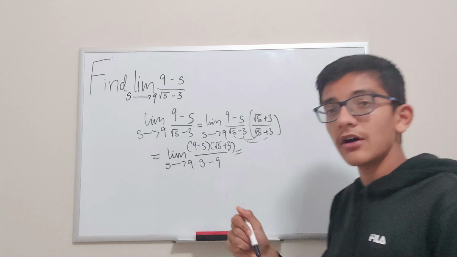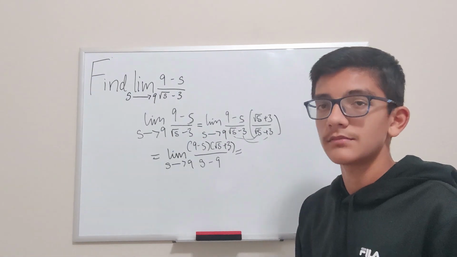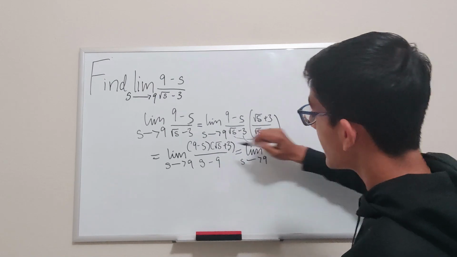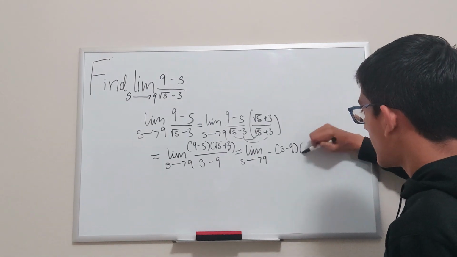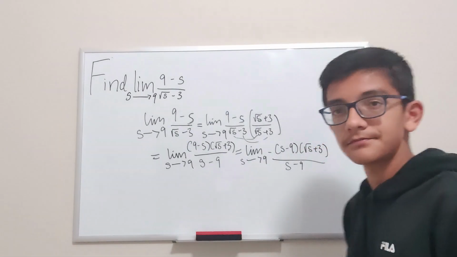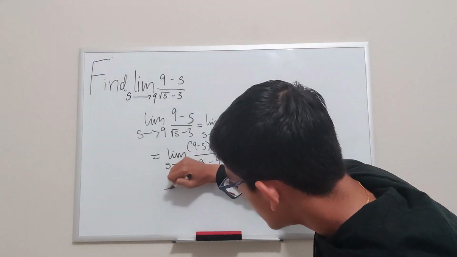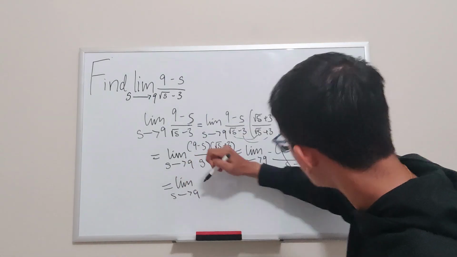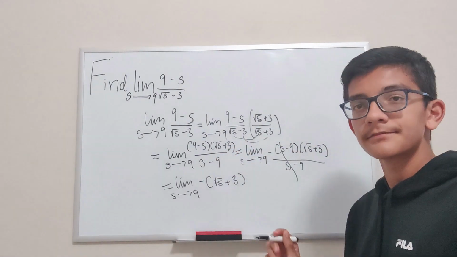And if you cannot already see by now, we have a pattern of 9 minus s and s minus 9. The only difference is the sign. So what I'm going to do is take out the negative sign from the top so that it becomes s minus 9, and obviously multiply by root s plus 3, all divided by s minus 9. This allows us to cancel out the s minus 9, resulting in our limit as s approaches 9 becoming negative square root of s plus 3, as in the whole thing.